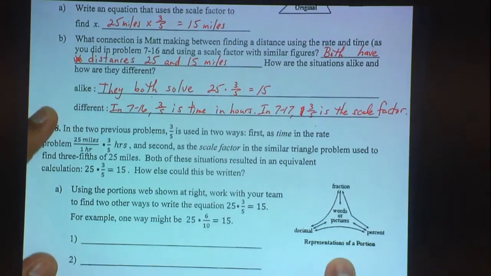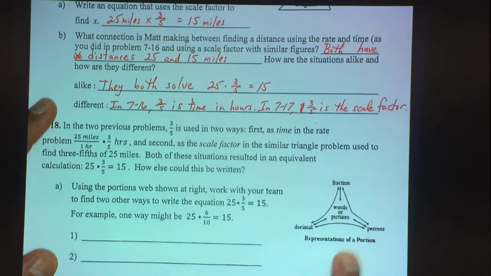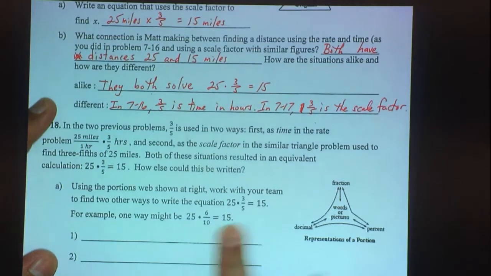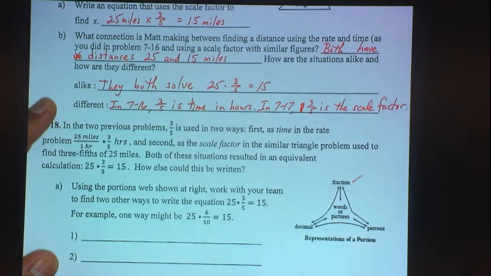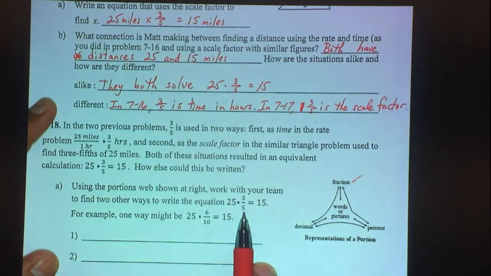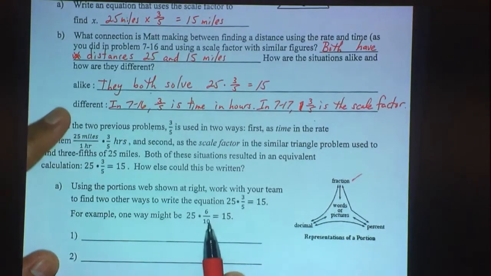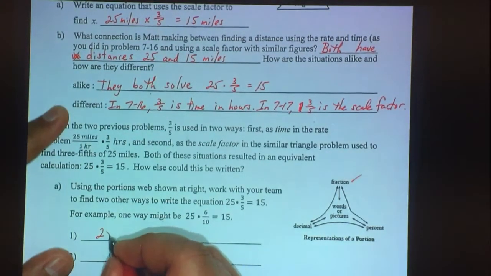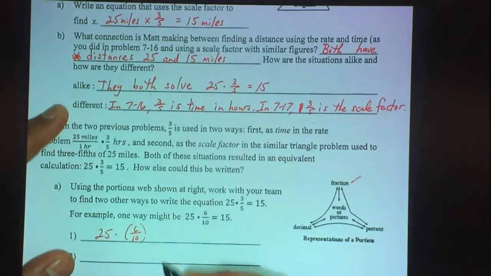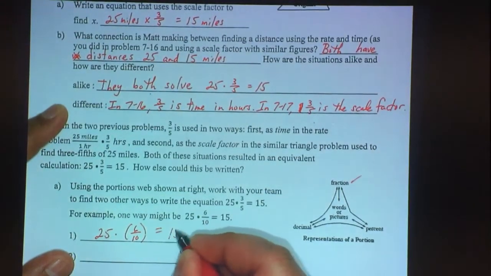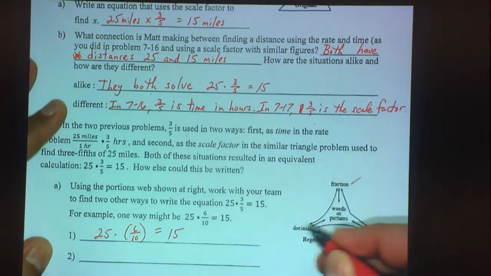So if I use my portions web, first we used it as a fraction, right? So we used a fraction. Check that off. So now I want to write it as a decimal. So how do you write 3/5 as a decimal? You know what? They changed 3/5 to 6/10. So what would 6/10 as a fraction look like as a decimal? So it would be 25 times 6/10. I'm not going to reduce it. And we know that that already equals 15. And then, so we just did the decimal.